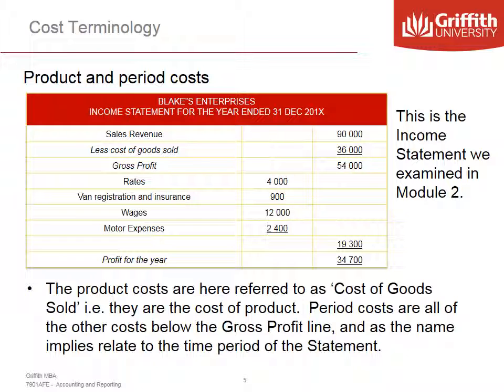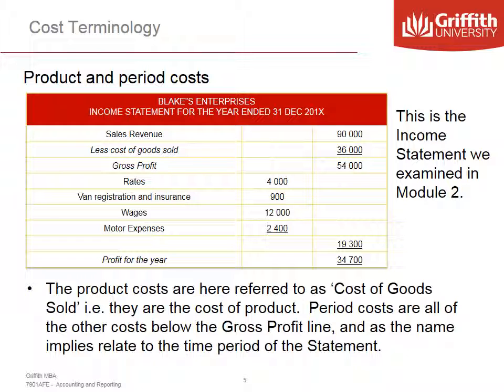Now let's discuss specific definitions of cost. You'll hear discussion of product and period costs. And so here I'm illustrating the difference by referring back to the income statement that you examined in Module 2. Product costs, as the name implies, are the costs of the product. That's hardly surprising, is it? So in the income statement, what we see is a cost called cost of goods sold. And those are the product costs. Those are the costs of the items which are represented in sales revenue. And so they are product costs.